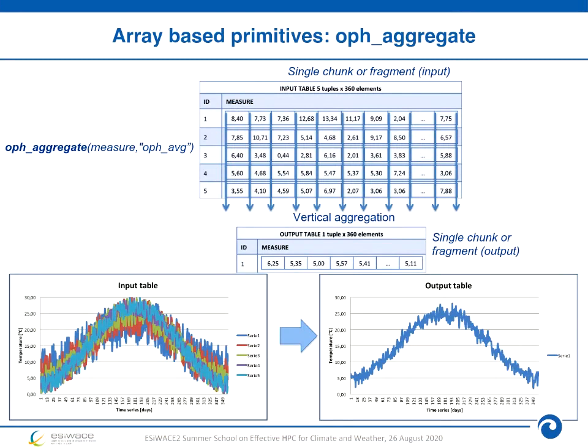There's also the option for aggregating data on different arrays, so that means on multiple lines of the fragments. Here we can see the oph_aggregate primitive, which performs an aggregation over the elements in the same position located on different binary arrays. And we can see in the lower part of the slide that the input 10 times series have been just aggregated, computing the average of them.